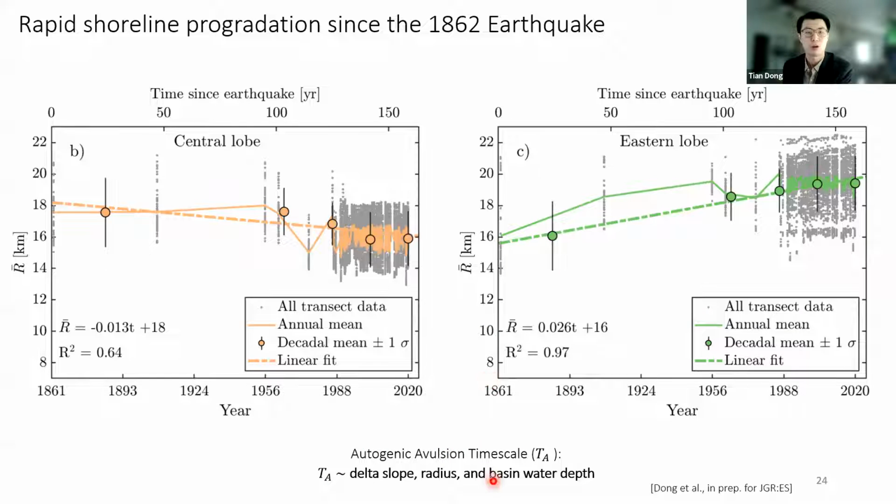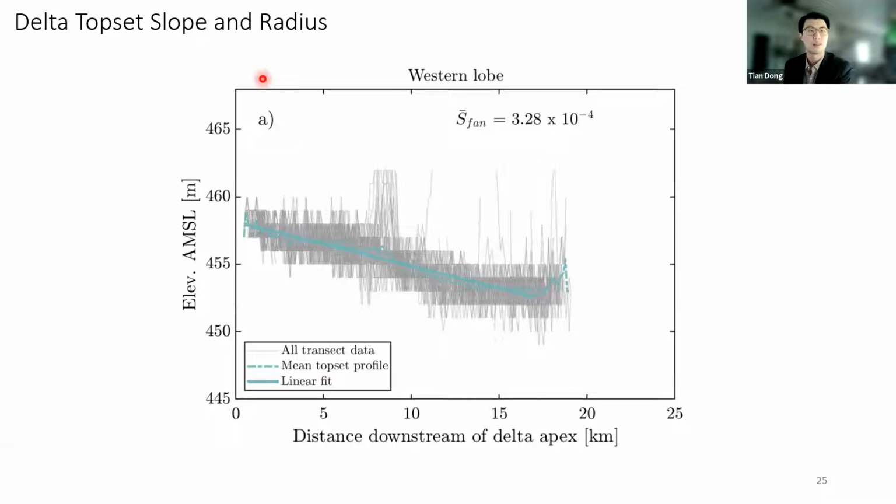Let's continue to try to constrain this internal autogenic avulsion timescale. First, I have measured delta slope, and this plot is showing elevation above sea level of the subaerial delta as a function of distance downstream of delta apex. And these gray lines are all 180 transects. And then I took an average, shown in this dashed line. From this average profile of the delta surface, I can calculate a mean slope of the delta, as well as the radius of the delta.